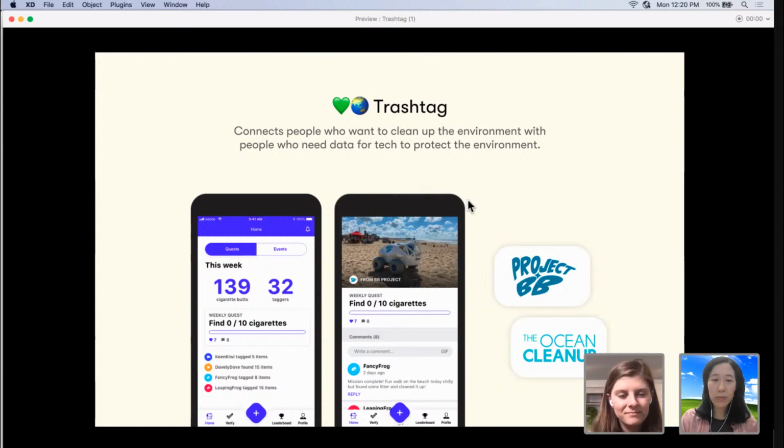So Trashtag would be about connecting the people that are able to go out on a weekend or go out on a walk to a beach, and see that there is a need for certain data collection. So maybe finding pictures. I would say the nonprofit would need more images of cigarette butts in different locations. People are able to capture these images and send them through the app to the nonprofit, so then the nonprofit can use the data to improve their technology. So it's connecting these two groups together, whereas otherwise apart, they wouldn't be able to do the things that they want to do.